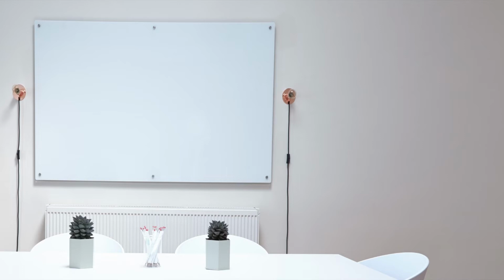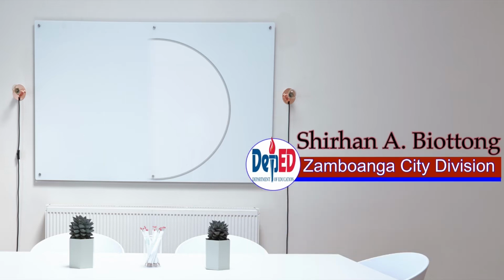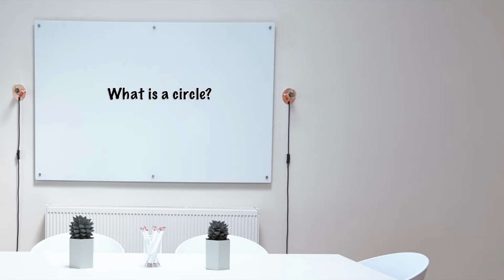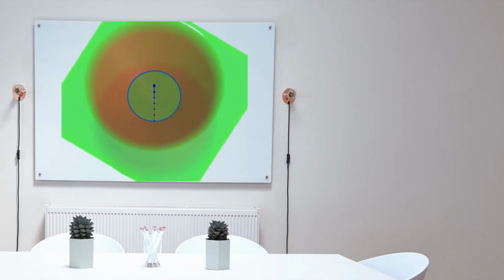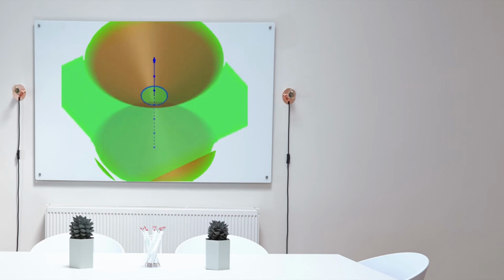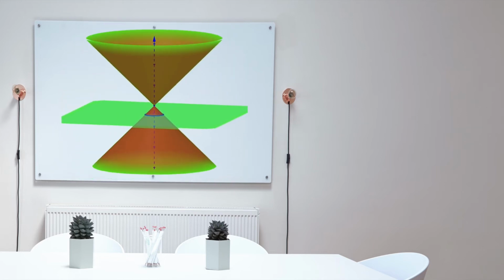Welcome to the continuation of our discussion. At the end of this video, you are expected to define a circle. What is a circle? In conic sections, a circle is formed when the plane intersects the double right circular cone horizontally, perpendicular to the axis.